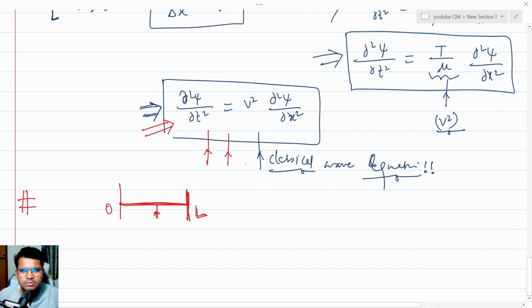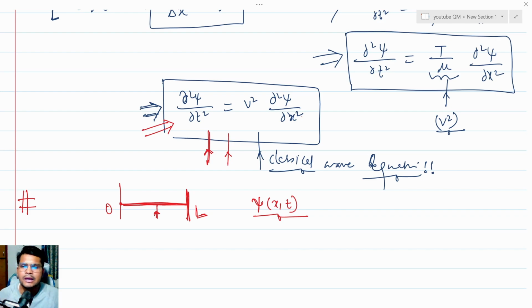Now in order to solve this equation, you must understand that this is a second order partial differential equation. Psi here contains the information regarding x and t, and it is just the classical wave equation. It tells you how the disturbance is generated, and this disturbance is a wave, therefore it has to follow some boundary conditions.